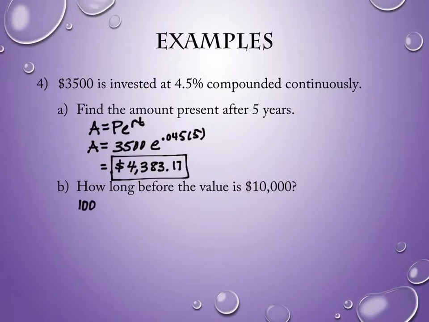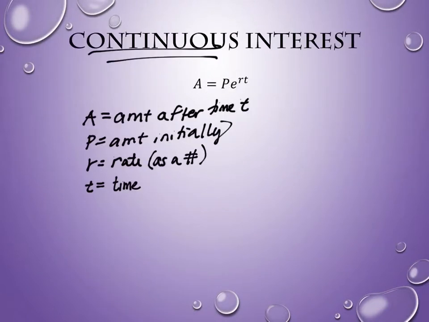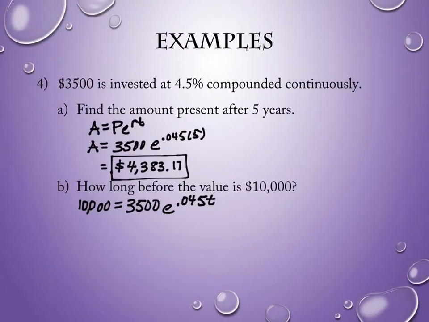So I have $10,000 equals the 3,500 times e to the 0.045, but it's t this time that I do not know. So this problem feels a lot like the one over here, right? I have e and I need to simplify things to get the e part by itself. I need all of this isolated. So the first thing we'll do is divide by the 3,500. Honestly, we divide by that P value almost all the time. Depends, of course, on what we're solving for, but when we're solving for exponents, we do divide by it a lot.